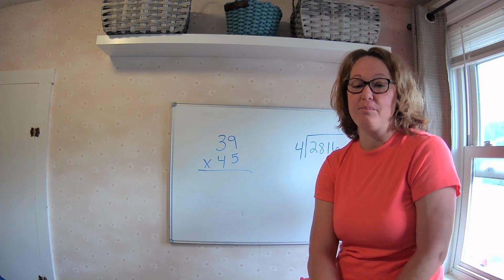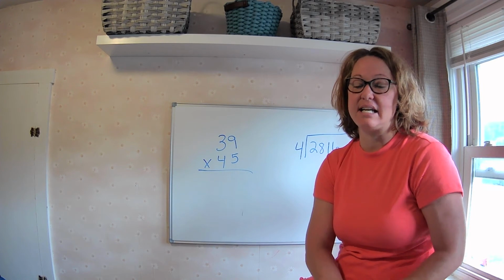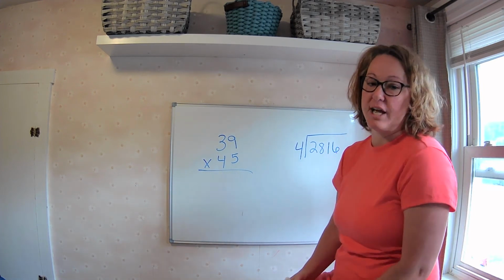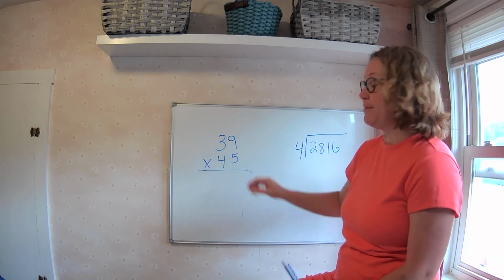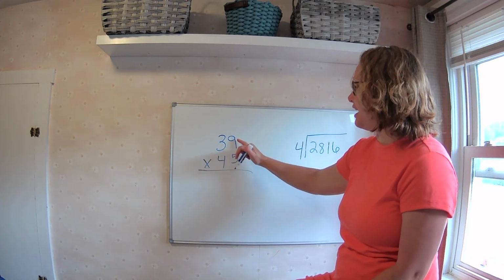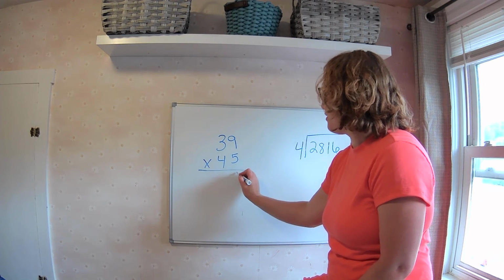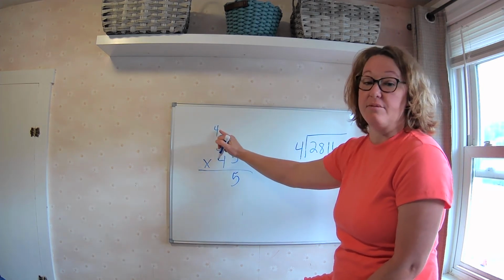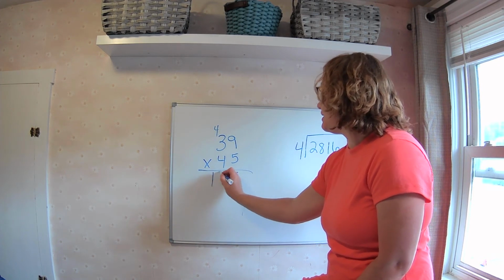All right, I have some problems on the board. We're going to practice that casting out nines. We're going to do it with multiplication and division. We'll start with the multiplication one. We have our 39 times 45. 5 times 9 gives me 45. I put a 5, carry a 4. 5 times 3 is 15, plus 4 gives me 19.